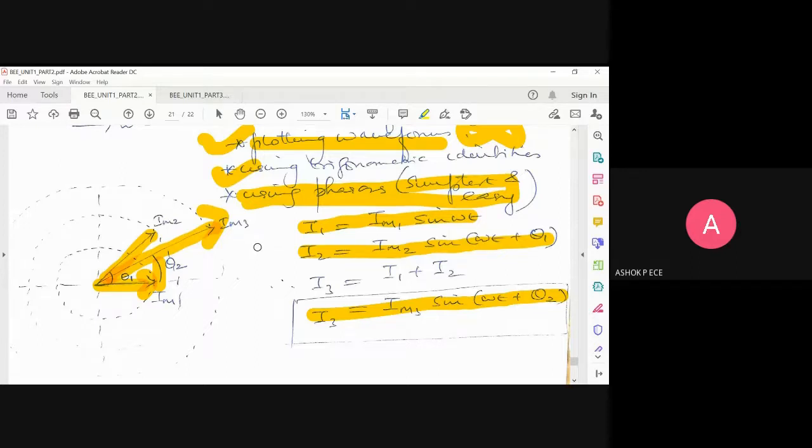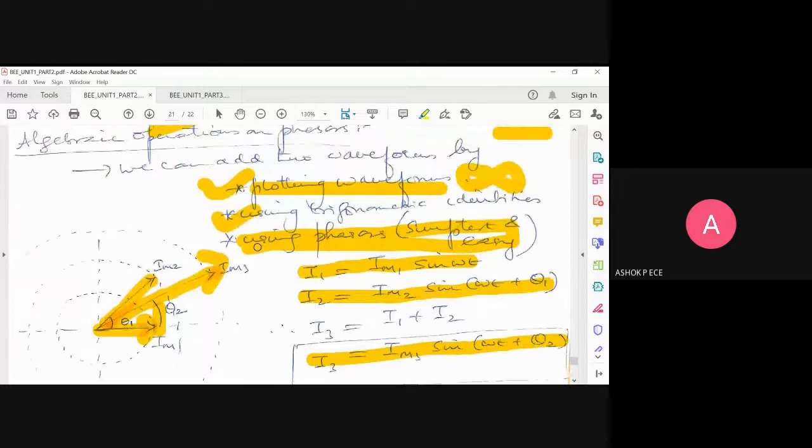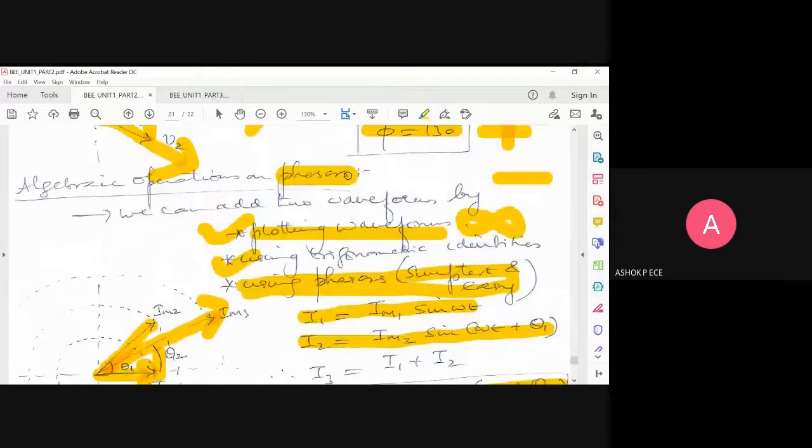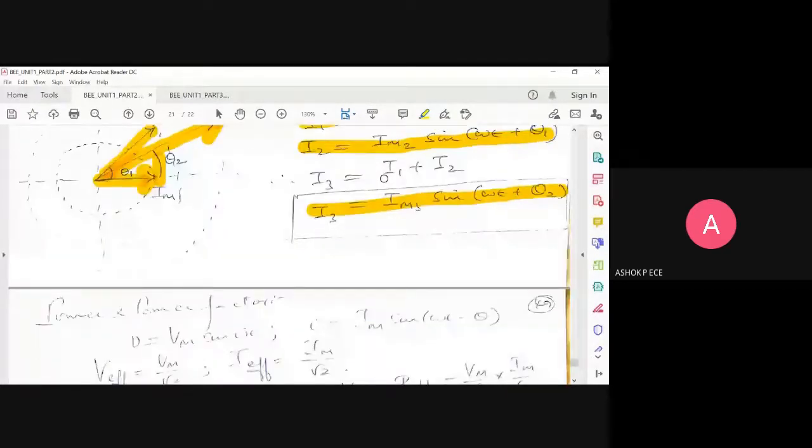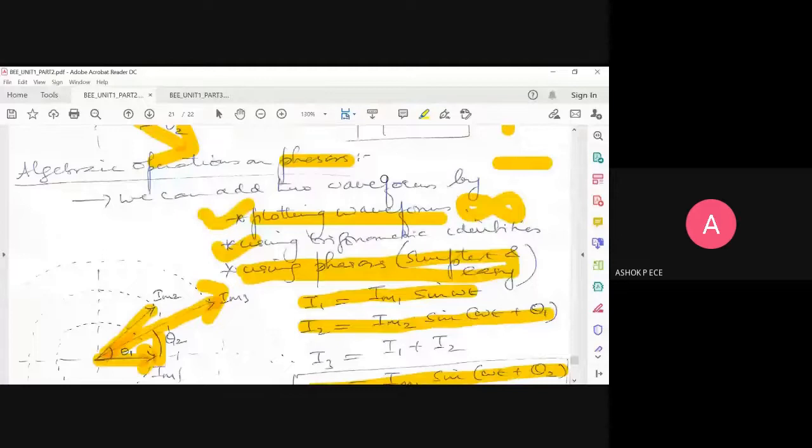So one advantage of using phasors is, see, phasors and vectors are identically the same. In vectors, we don't use angles, we use directions, right? In phasors, we use magnitude. Both have the same purpose, okay? So addition of two signals is possible using phasors. That will make your job very, very simple. Is that clear?